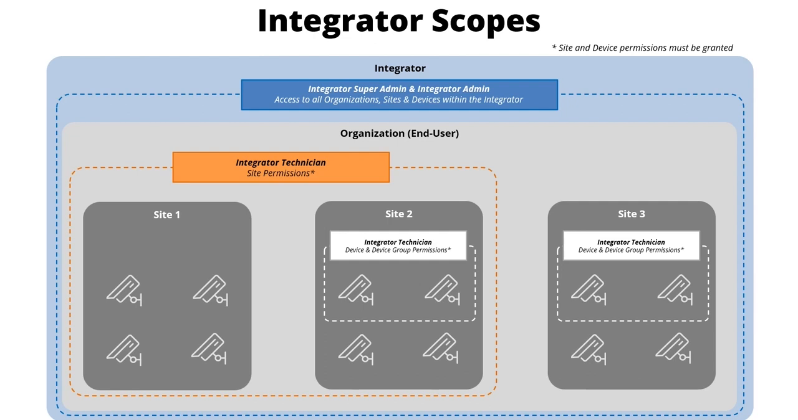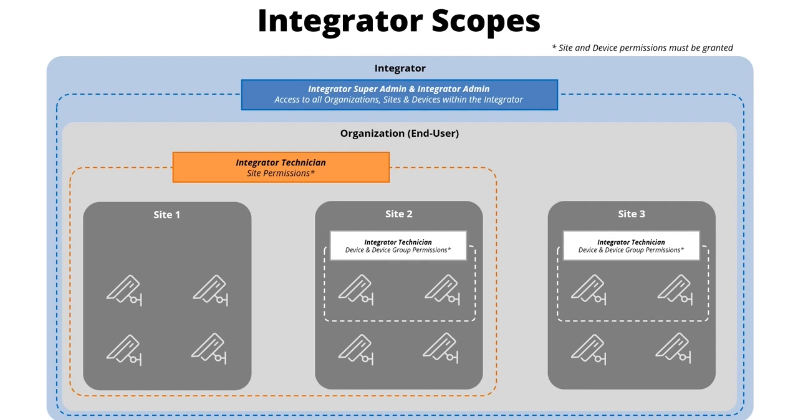The next level is the integrator technician, represented by the orange box. And you can see there with the orange dotted lines around Site 1 and Site 2. This indicates that you assign someone integrator technician roles based on granular permissions. So they will not inherit all devices, sites, and organizations at the integrator. You actually give them permissions to each individual level. So you could assign someone Site 1 and Site 2, but not Site 3.